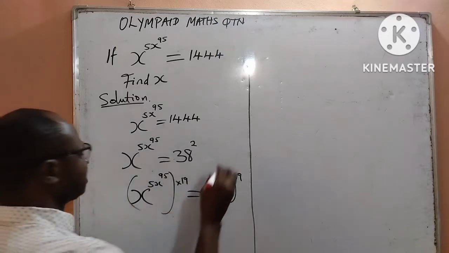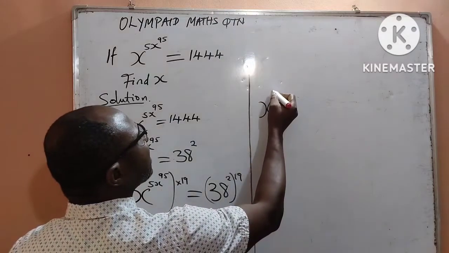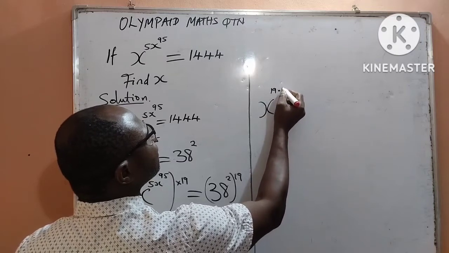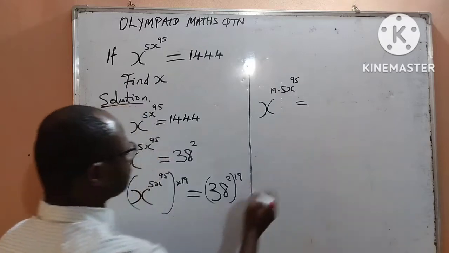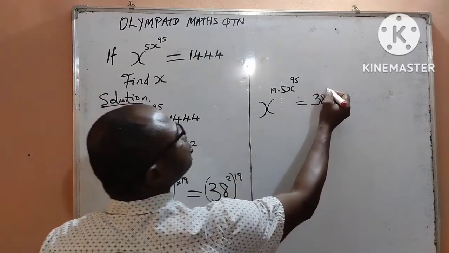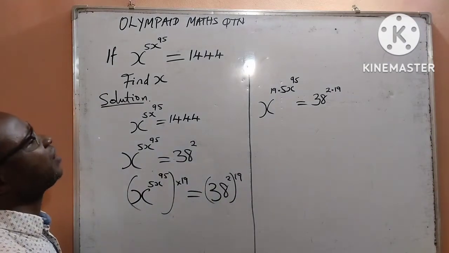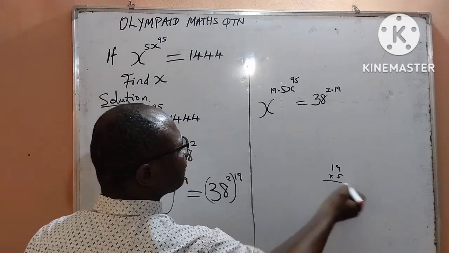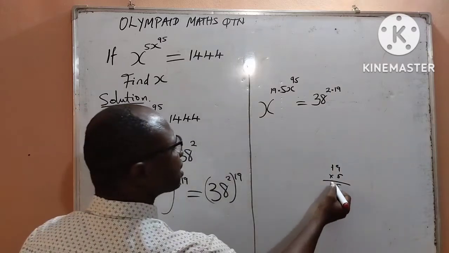5x multiply 19. That is x to the power of 5x, 19 multiply 5x to the power of 95 equal to 38, then 2 multiply 19. That is what I have. And when that is done, you will notice that 19 times 5 times 9 is 45, and 5 times 1 is 5 plus 4, 95.